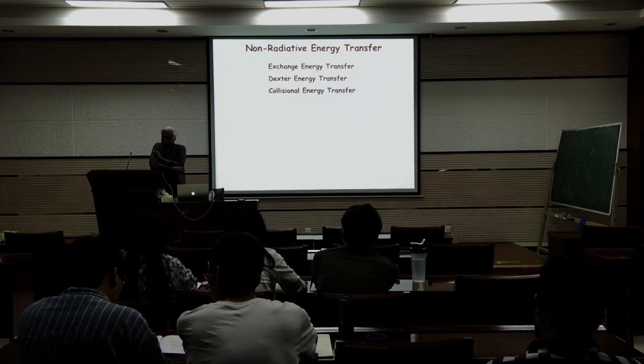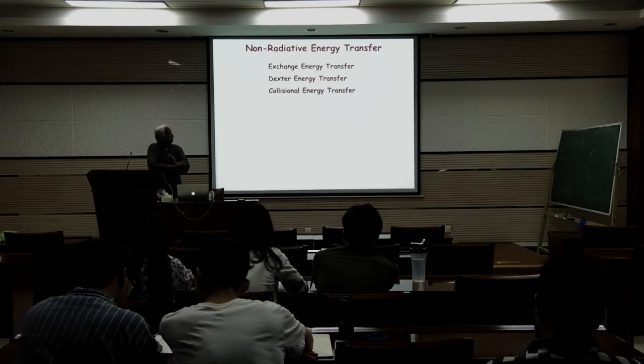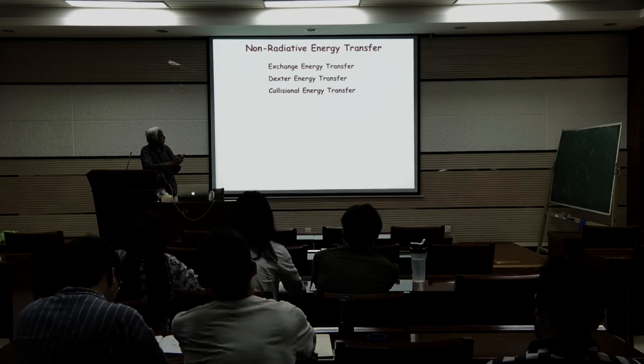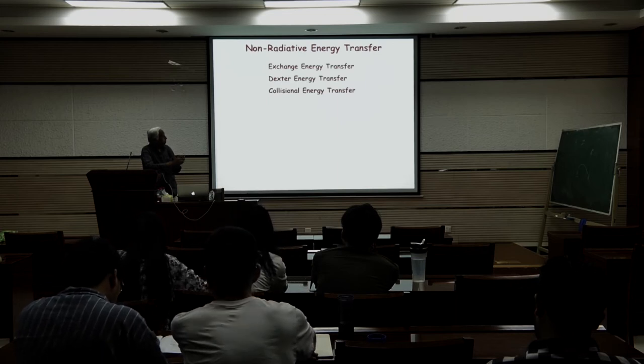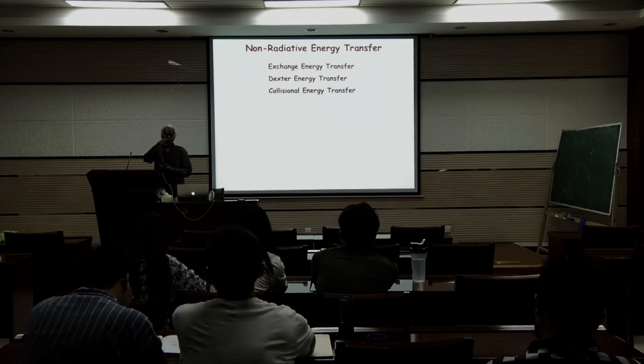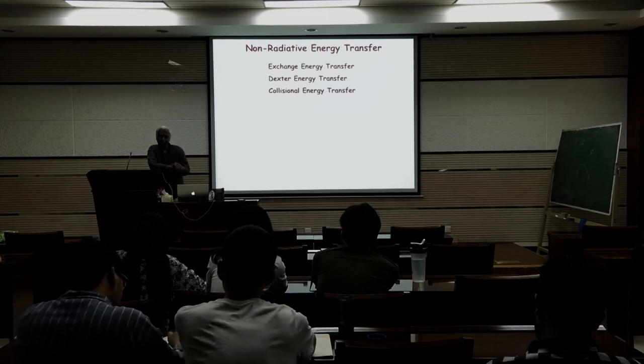but if you look at the book, there will be different names, but they are all the same. For example, there is exchange energy transfer, Dexter energy transfer, and collisional energy transfer. Some books will use one, some other books will use another, or some papers will use something else. All these three are the same. This is something to know, because when you don't know, you think that so many things are there and maybe I cannot understand all of it.